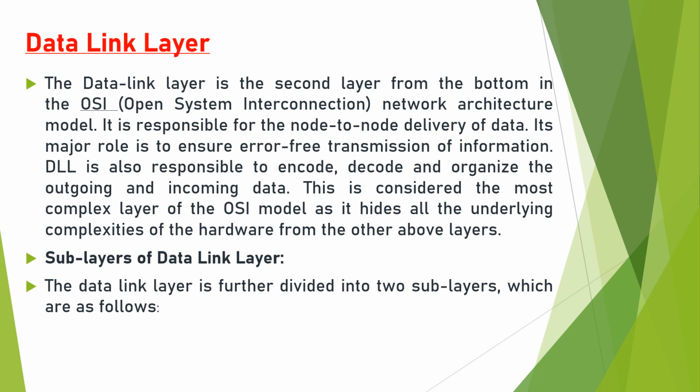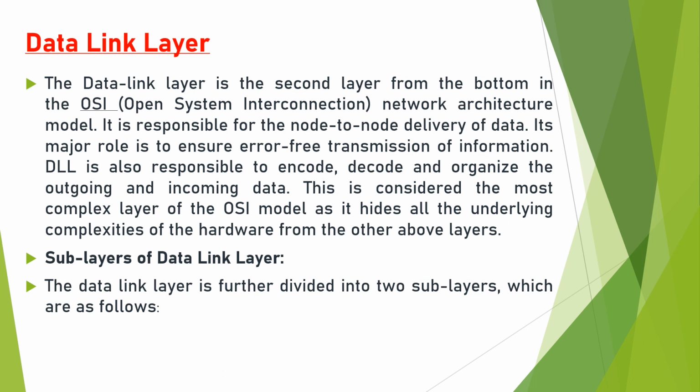Data link layer. The data link layer is the second layer from the bottom in the OSI network architecture model. It is responsible for the node-to-node delivery of data. Its major role is to ensure error-free transmission of information. DLL is also responsible to encode, decode, and organize the outgoing and incoming data. This is considered the most complex layer of the OSI model as it hides all the underlying complexities of the hardware from the other layers above.